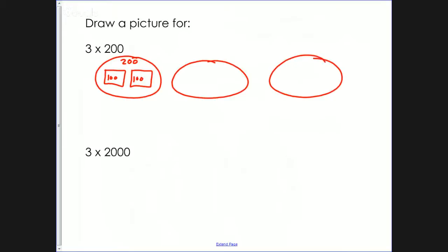So moving on, we have 3 times 200, and they'd like us to draw a picture for that. So to represent 100, we use flats. So we have 1 group with 2 flats, each representing 100, for a total of 200 inside the circle. And we need 3 circles with 2 flats in each. So that's 200, and now we have 400 and 600. So 3 groups of 200 equals 600.